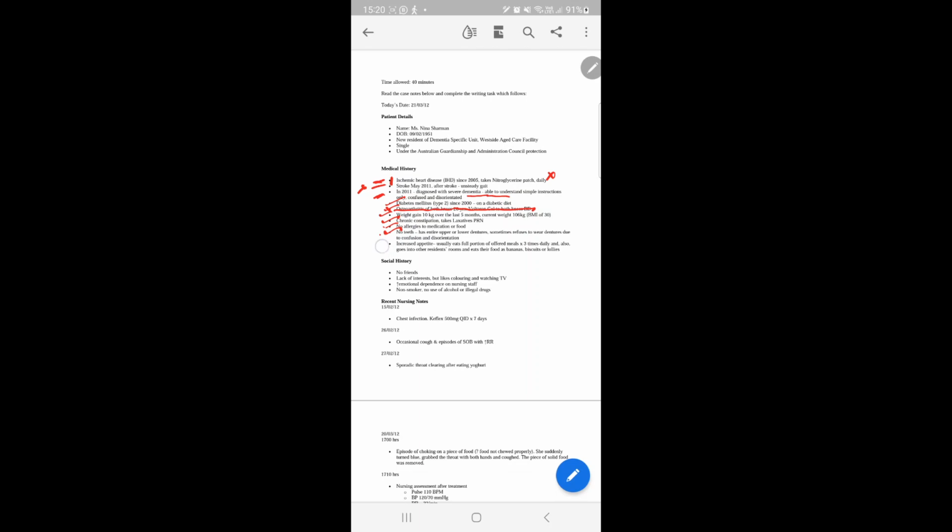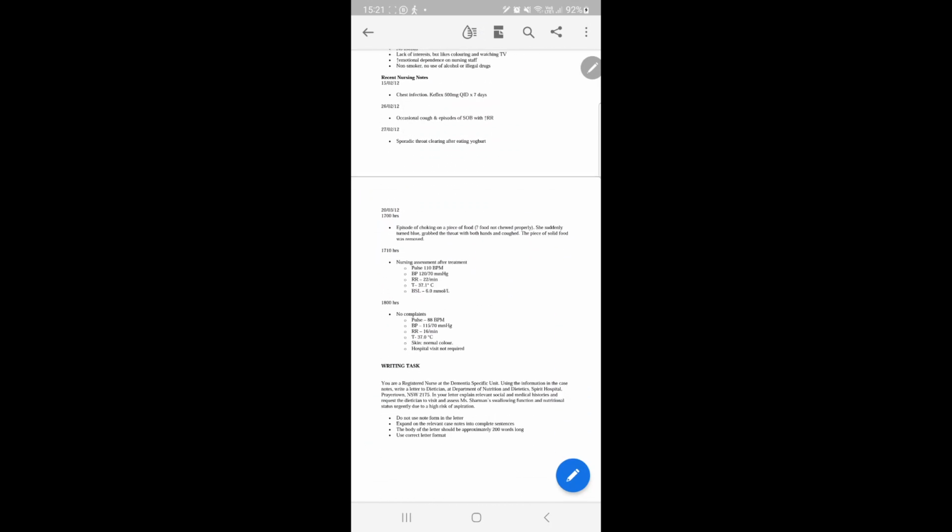No teeth, increased appetite, yes. No friends, might not be written. Lack of interest but likes coloring and watching TV, no, but it can reflect a sedentary lifestyle, maybe. Emotional dependence on nursing staff, not that relevant; you could skip that as well. Non-smoker, yes, for sure. Chest infection, no importance. Anal cough, no importance. Yes, it could be a yogurt-related thing, we can write it down. Yes, and then we have to focus there.